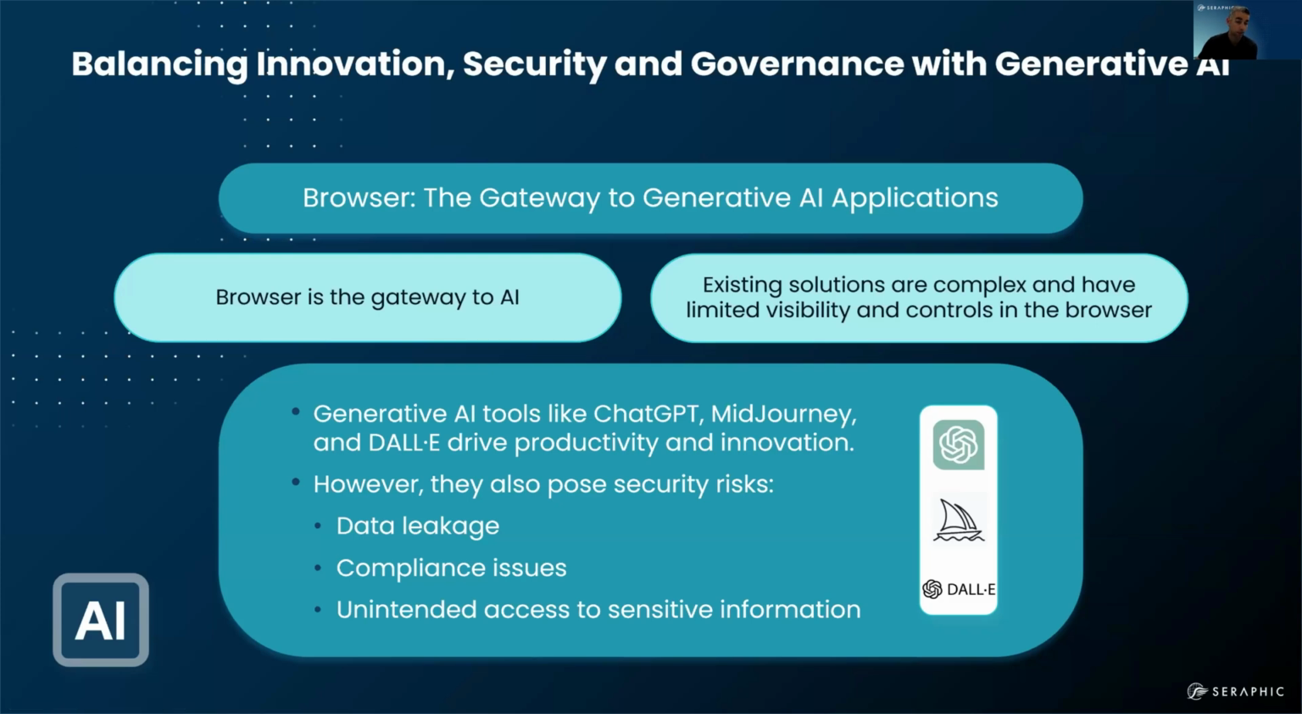Tools like ChatGPT, Midjourney, DALL-E, and others help us drive productivity and innovation. We want our users to use them because it helps them become more effective. However, we want to make sure they do this securely, because these applications also pose security risks, some of which are data leakage, compliance issues, unintended access to sensitive information, and more.